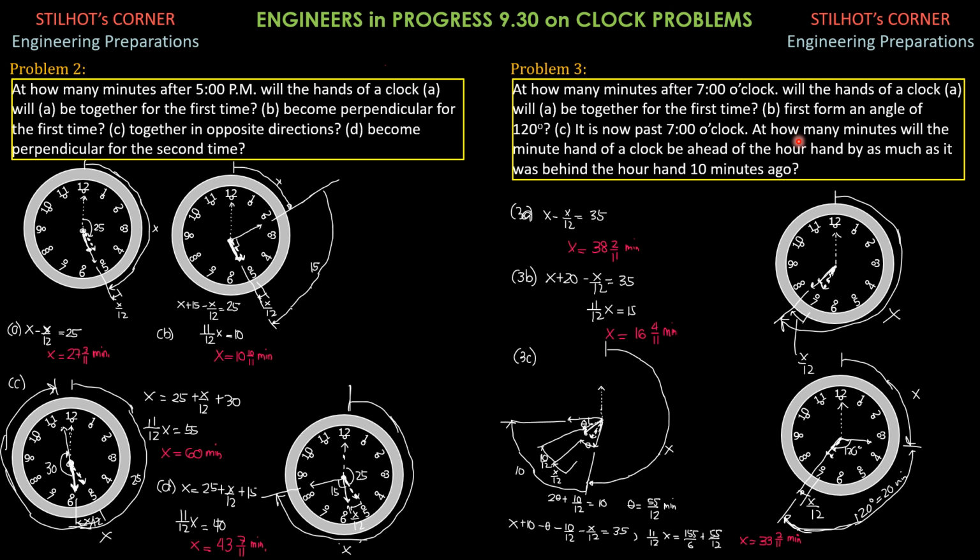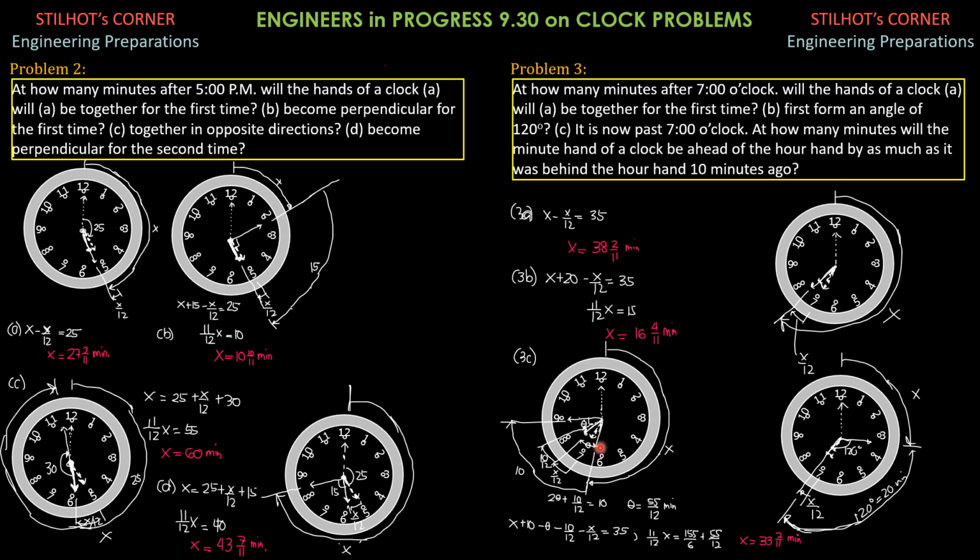Then part C: it is now past 7 o'clock. So the minute hand was behind the hour hand by the same number of minutes as it is now ahead after 10 minutes. So I'll just designate it with theta. So this should be the initial reading, 7 o'clock. Then we allow the minute hand to turn. So this should be the position of the minute hand after x minutes. It is still behind the hour hand.